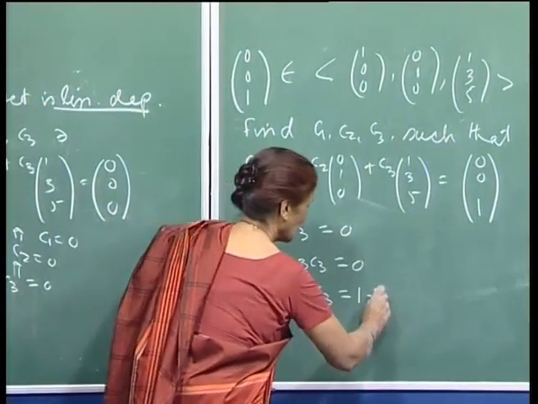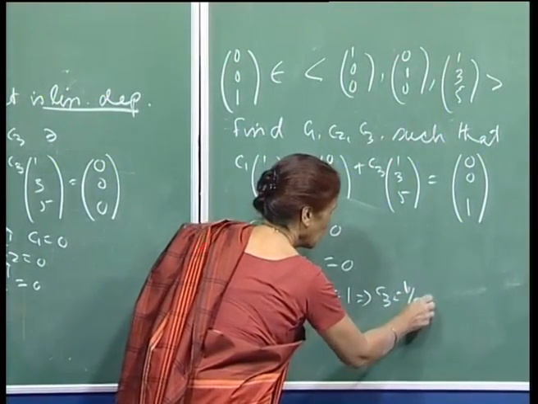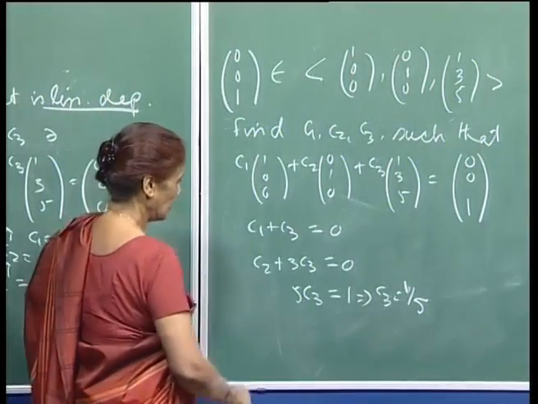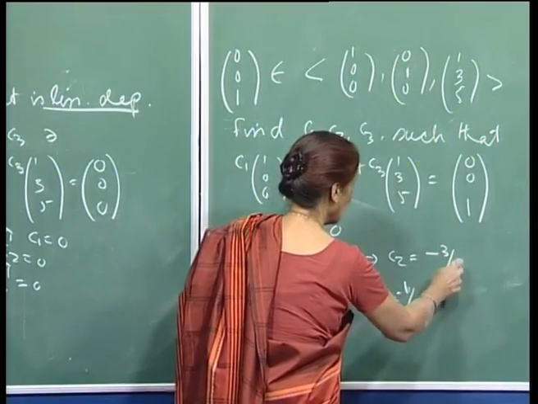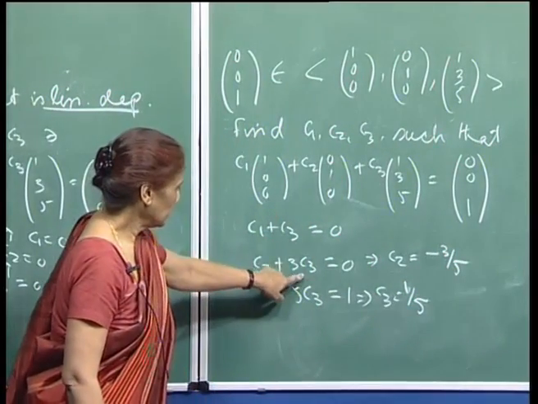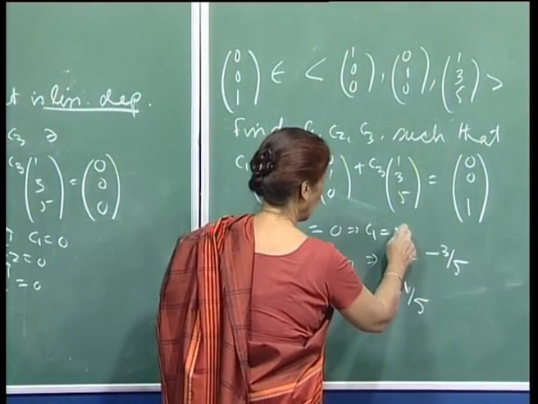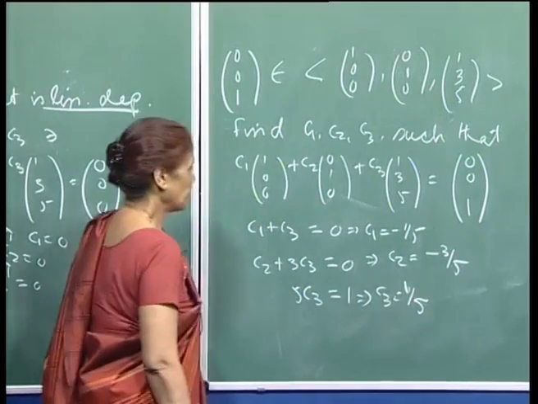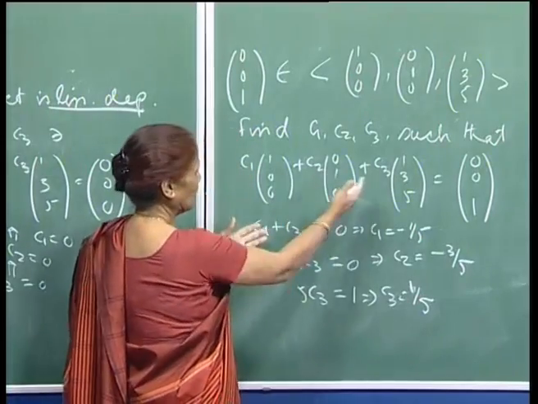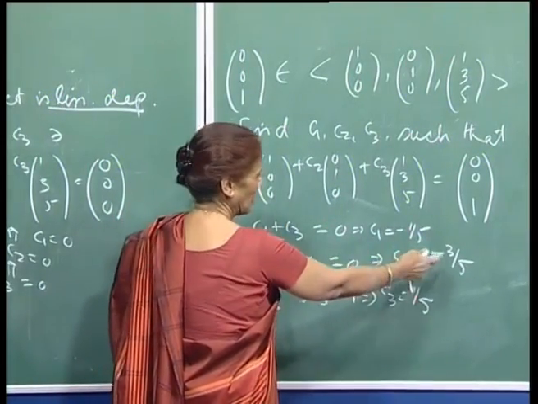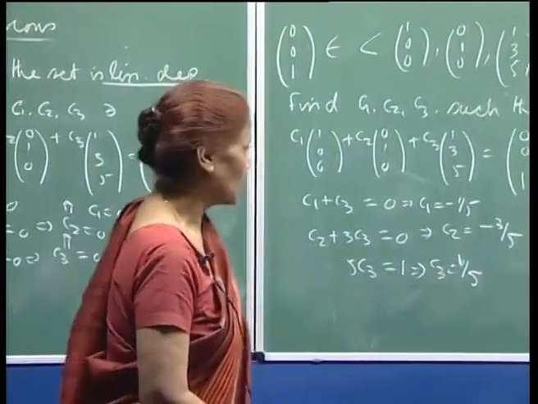This implies that C3 is 1 by 5. So, go back, this will imply that C2 is minus 3 by 5, and from here this implies that C1 is minus 1 by 5. So, just verify that this is what you will get. C1 plus C3 is 0, C2 plus 3 C3 is 0 by choosing these values. So, you have this linear combination. C1, C2, C3 are non-zeros.